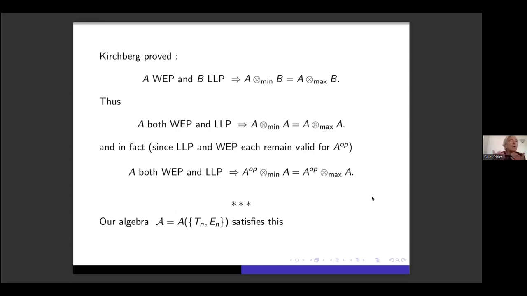Because of course, nuclear is the trivial case. If your algebra is nuclear, min equals max with anything, in particular itself. Okay, and here A op doesn't matter because it is easily seen that WEP and LLP pass from the algebra to its opposite. This is the same for the algebra or the opposite. So in fact, it plays no role.